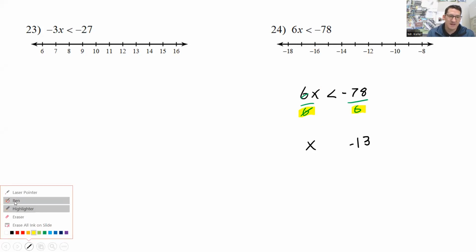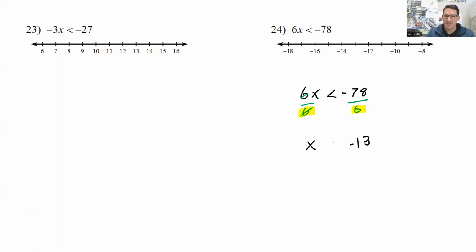That does not affect the inequality. All right, since it's a positive 6, this doesn't change. It only happens if you multiply or divide by a negative. So I'm going to put my open circle at negative 13. This is x is less than negative 13. So I'm going to go to the left there. And that will do it.